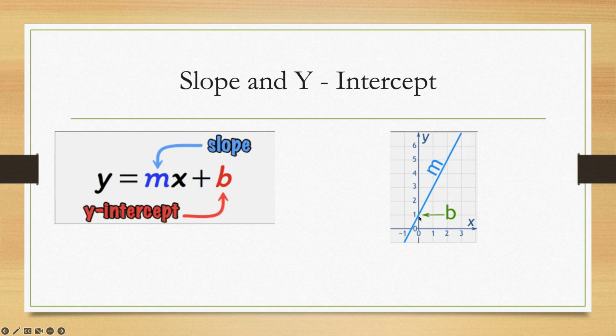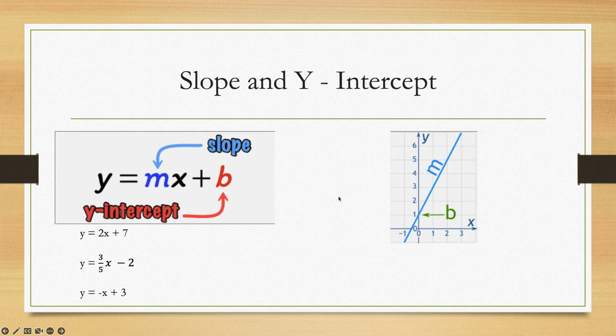Like this one touches at 1, so B would be 1, and then you move up 2 over 1, up 2 over 1, up 2 over 1 to get back on the graph. So we would say that this slope is 2 over 1. Okay? All right. Don't worry about the graphing end of it now. It's just kind of relating the two together. We're going to come back to the graphing in a bit.